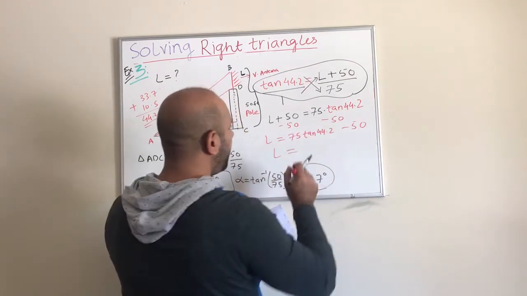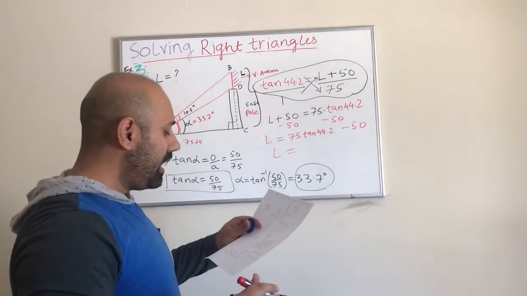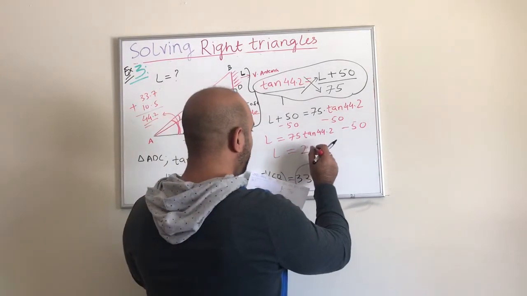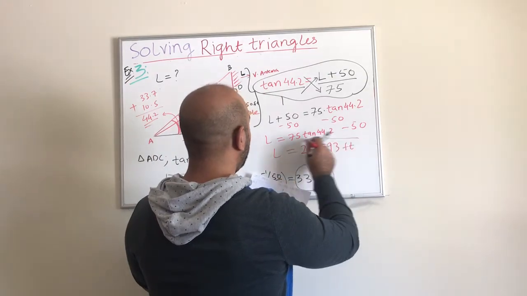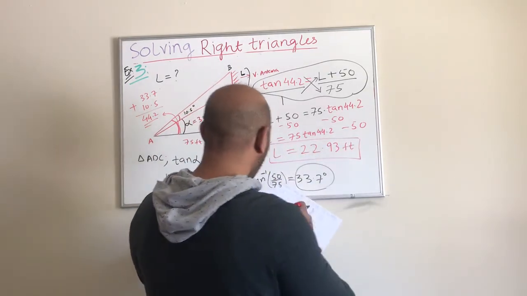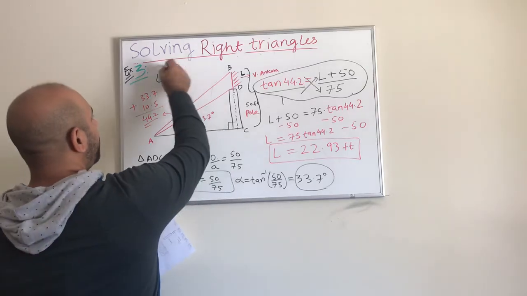I'm going to use my calculator for that. Once I use my calculator, I got something close to 22.93. Of course, the units are feet. So that is the length of the antenna that we wanted to figure out.